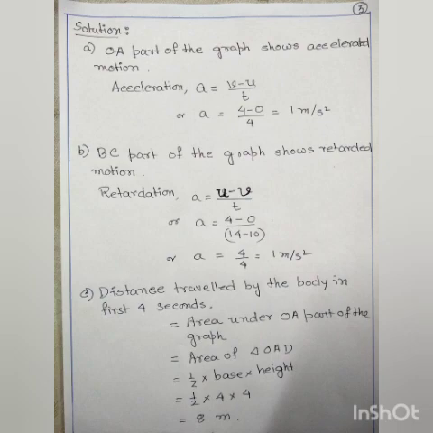Now question number C. Distance traveled by the body in the first 4 seconds is equal to the area under the OA part of the graph, that is the area of triangle OAD. That is equal to half into base into height. What is the base here? That is OD equals 4 seconds and height is equal to AD, that is 4 meter per second. So substitute them and what we will get? The distance traveled is equal to 8 meter. Okay.